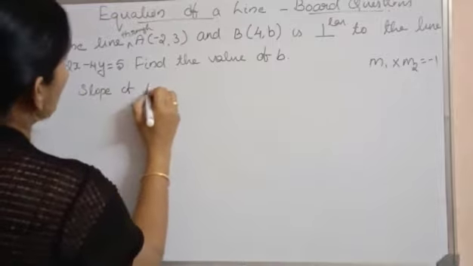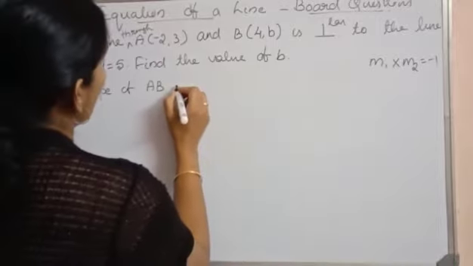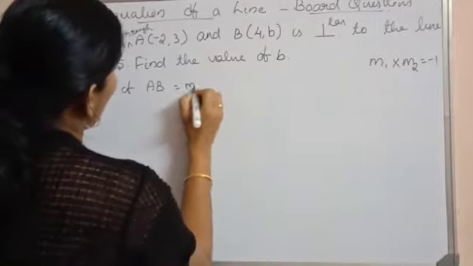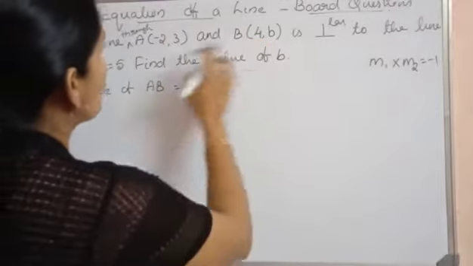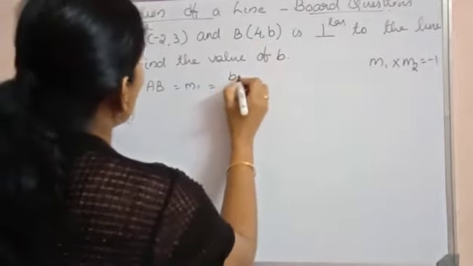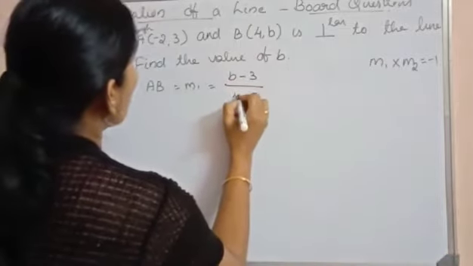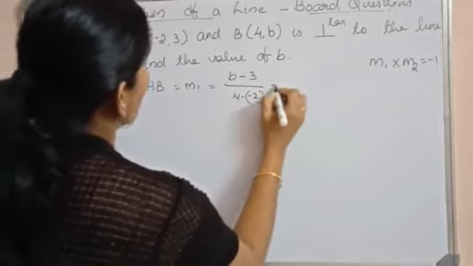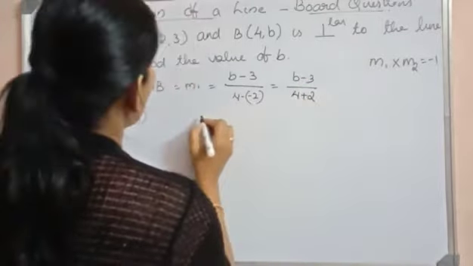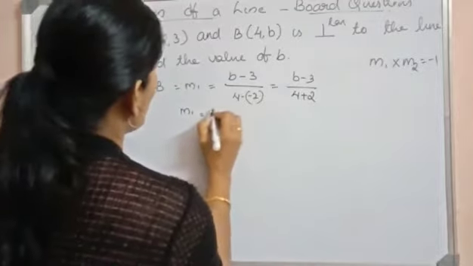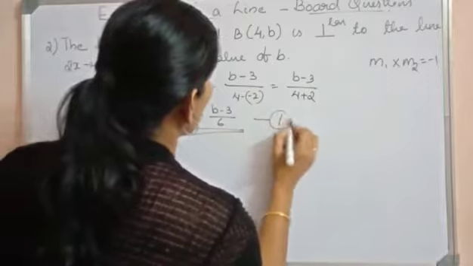Slope of AB, the line passing through the points A and B, is equal to m1. Consider it as m1. As per the formula, it is (y2 minus y1) by (x2 minus x1), that is (b minus 3) by (4 minus minus 2), which equals (b minus 3) by (4 plus 2). So m1 is equal to (b minus 3) by 6. That's the first equation we are getting.